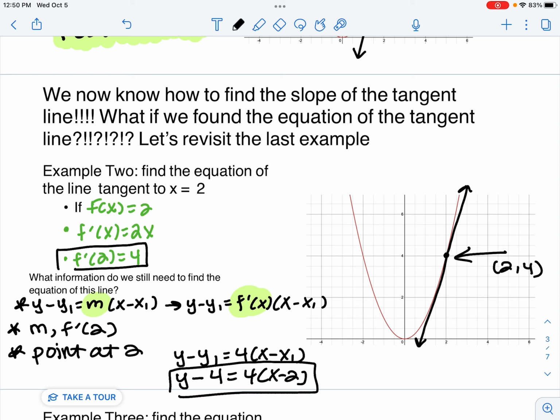But let's say that we didn't have a picture of the graph, or the graph was a little harder to read. If we wanted to find this point right here, 2, 4, it is on our original function. Our original function is f of x. So what we could have also done is plugged 2 into this equation. The original equation was x squared. So we would have done f of 2 equals 2 squared, which is 4. So we could have also gotten that point that way.